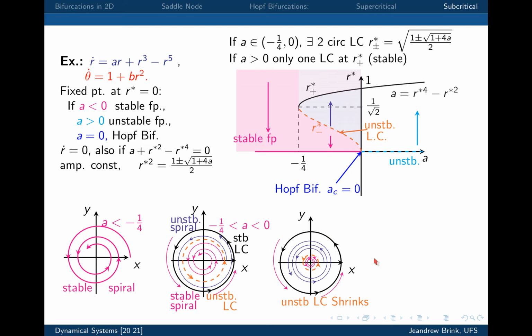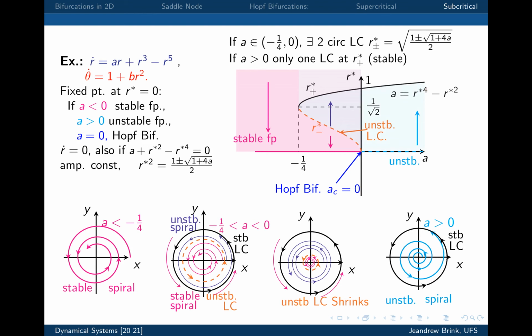Okay. And now what has happened, because of this term that damps out the limit cycle, the minus r to the 5 term, is that if you increase A positive, wherever you start in this region, you have an unstable spiral. So it's going to spiral out, and it's going to hit the stable limit cycle over there. Okay, and then everything is attracted to it.